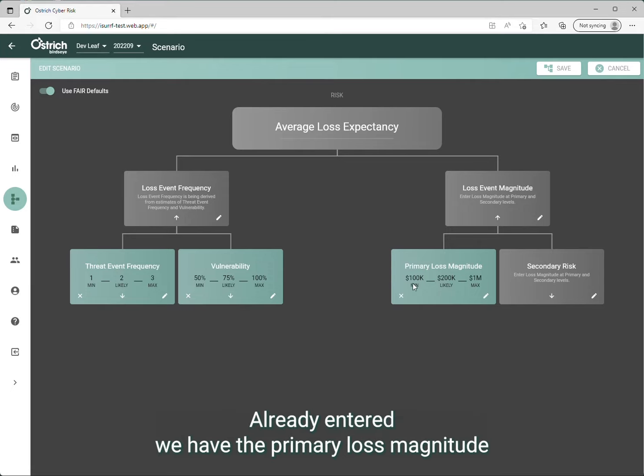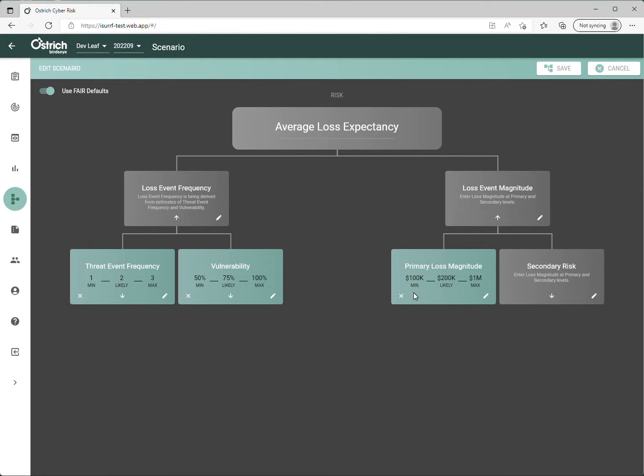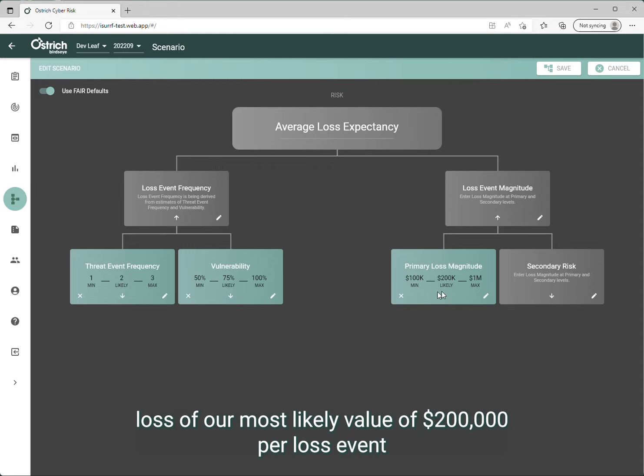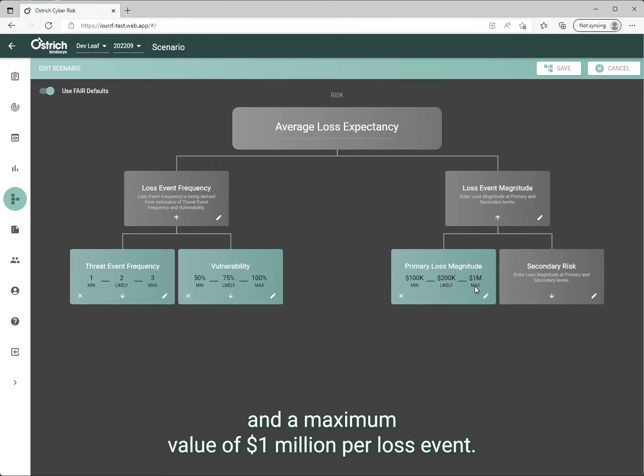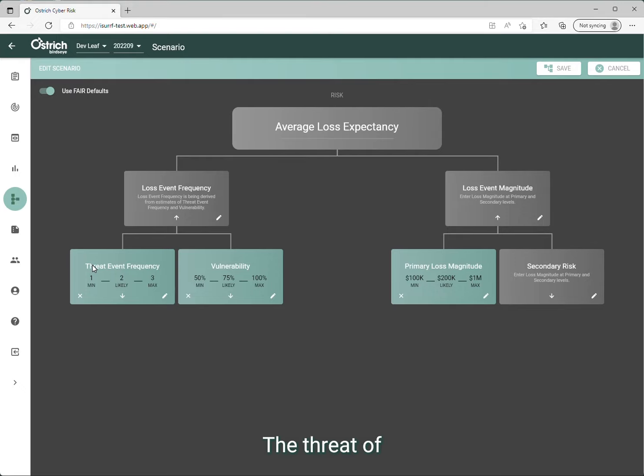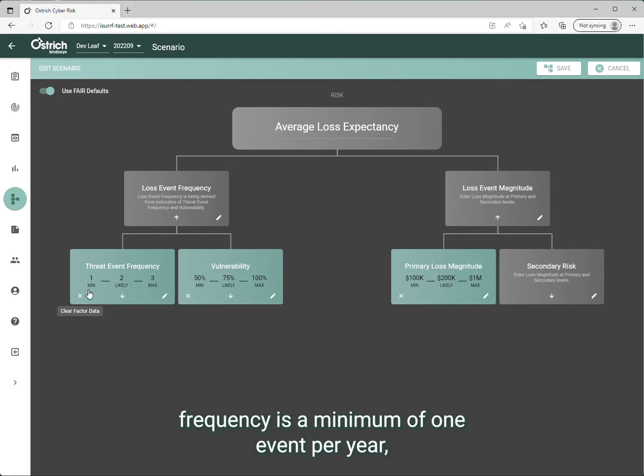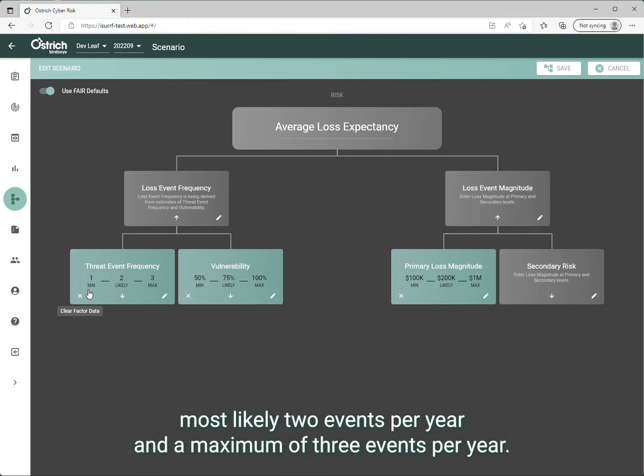Already entered, we have the primary loss magnitude: minimum value of $100,000 per loss event, most likely value of $200,000 per loss event, and a maximum value of $1 million per loss event. The threat event frequency is a minimum of 1 event per year, most likely 2 events per year, and a maximum of 3 events per year.